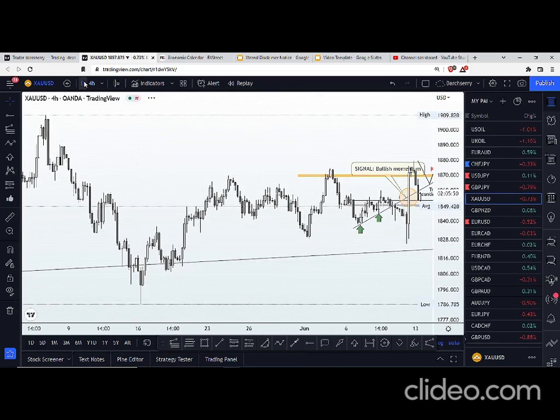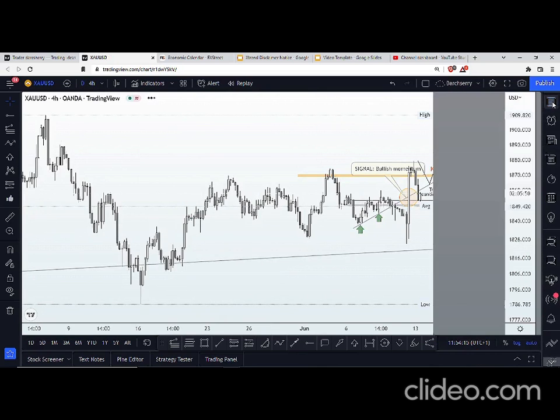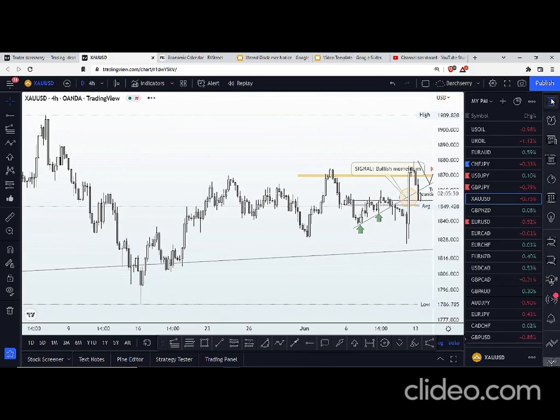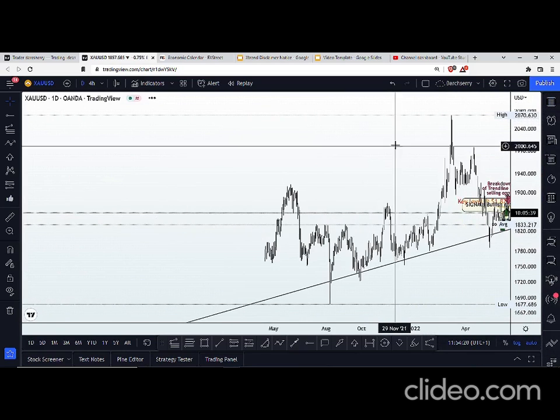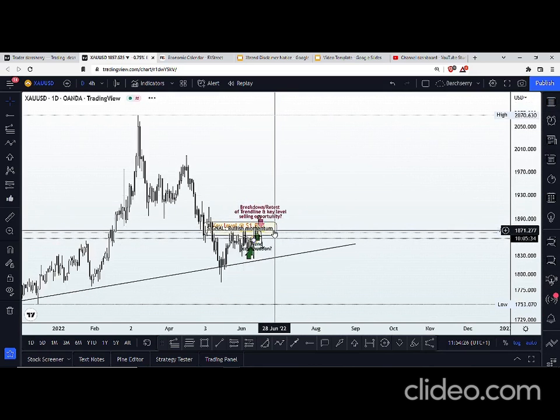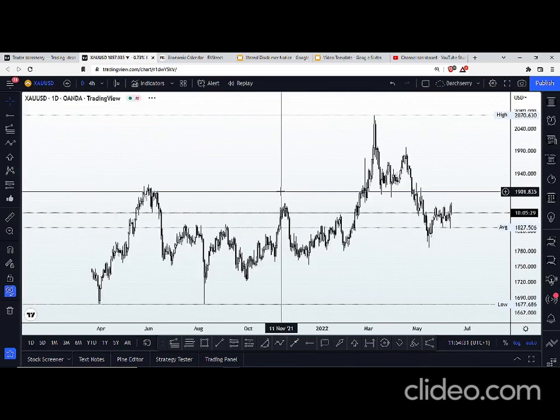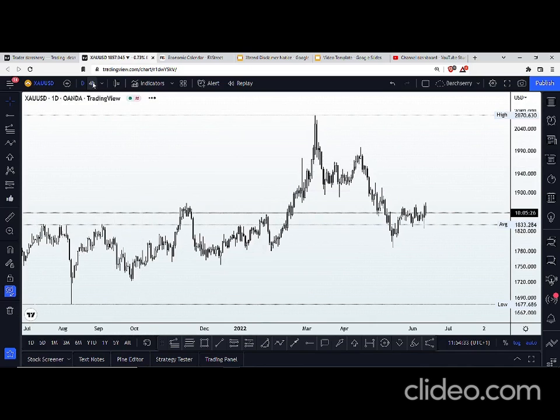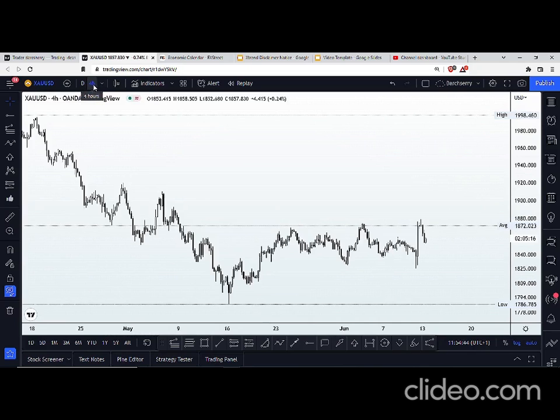And if you allow me, let's go to the daily time frame. Let's see from the larger perspective what price action has been suggesting. So on the daily time frame, it's obvious that we are on a long-term bullish momentum. So let's scale down to the lower time frame to see how we can take advantage of this bullish momentum if it finally happens. So we scale down to the 4 hours time frame.